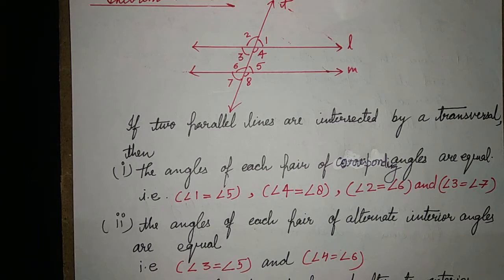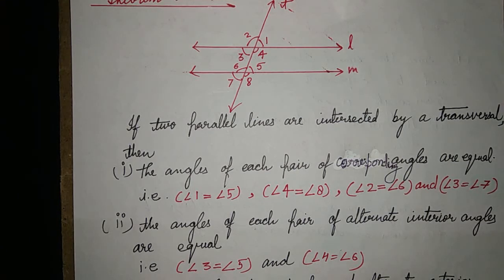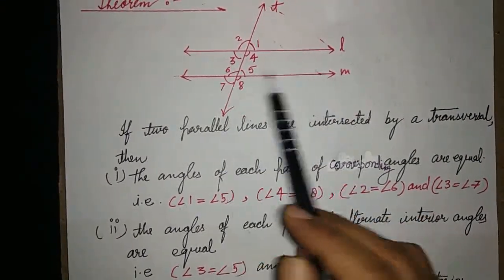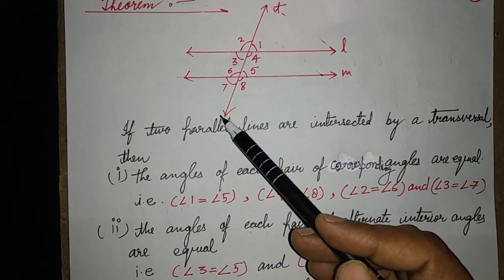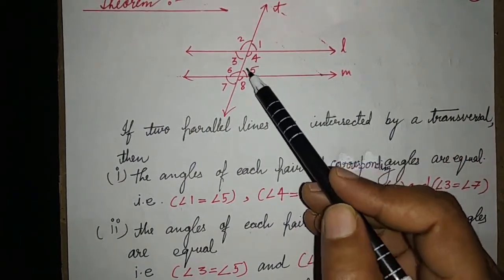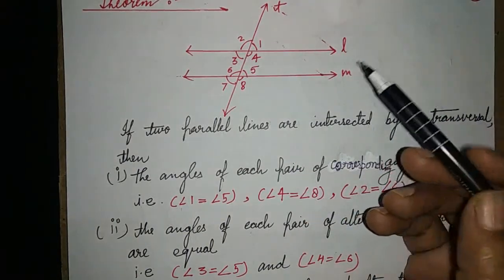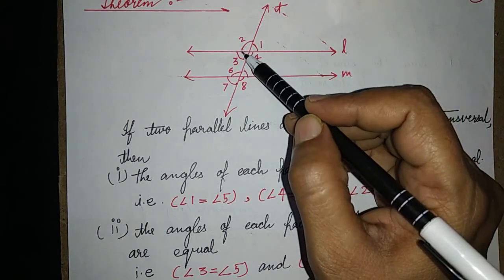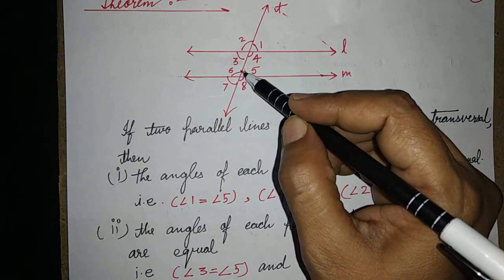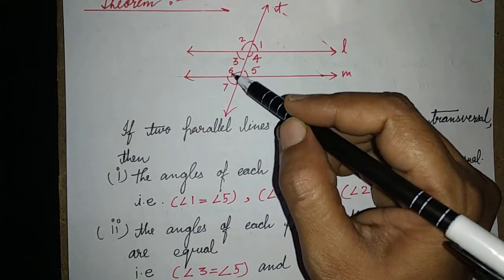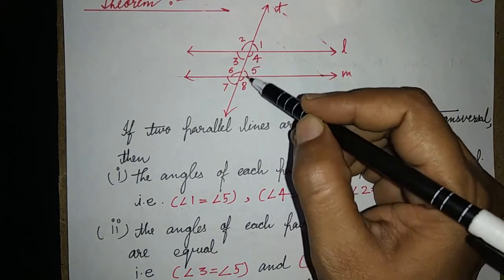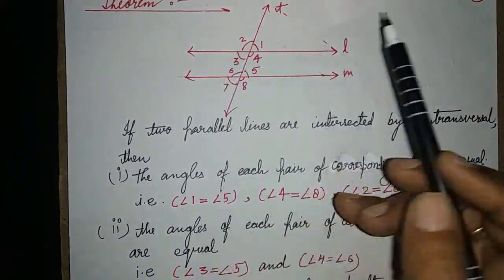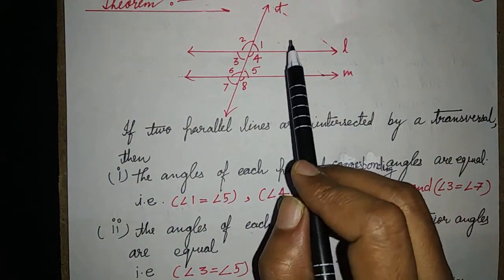Now I will tell you one more thing related to parallel lines and transversal line. Here, if two parallel lines are intersected by a transversal line, then angles of each pair of corresponding angles are equal. Means angle 1 is equal to angle 5 and second pair angle 2 is equal to angle 6, angle 3 equals angle 7 and angle 4 is equal to angle 8. Okay, so the angles of each pair of corresponding angles are equal.